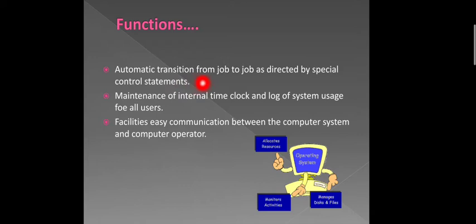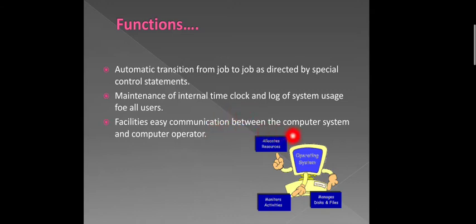Here, automatic transmission from job to job means suppose we have given two or three jobs to the computer, then a special control statement is there that will manage which time slot is given to which process or which job to complete at a time. Maintenance of the internal time clock is also used as a register for the time slots which are given to any program or job for completion.